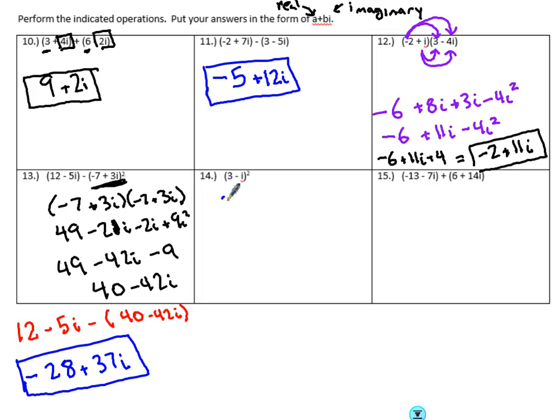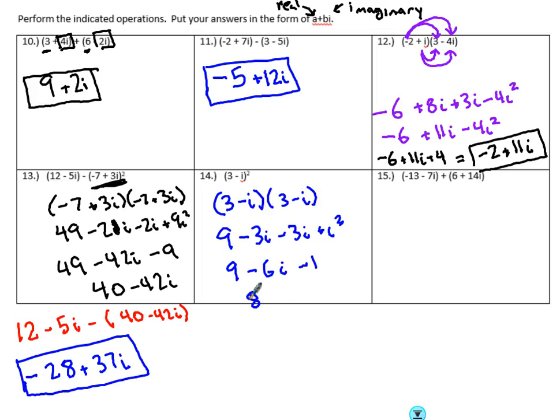For number 14, all we're doing is expanding out 3 minus i squared, which is 3 minus i times 3 minus i, which is 9 minus 3i minus 3i plus i squared, which is 9 minus 6i minus 1, which gives us a final solution of 8 minus 6i.